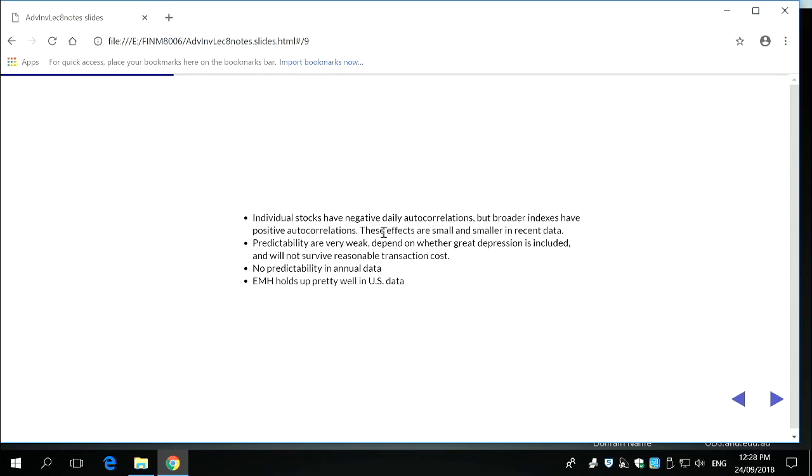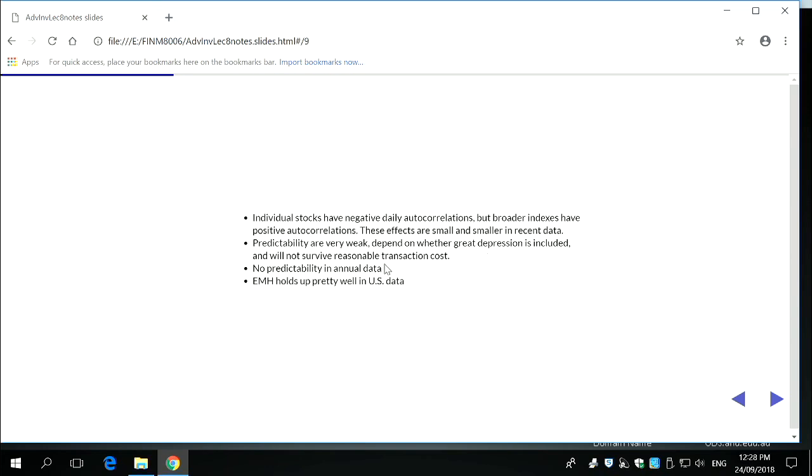All right, but these effects are really, really small, and even smaller in the recent data. Any of the predictability, if you find any, is really weak, and largely dependent on whether you include the period of the Great Depression or not. And in any case, they won't actually survive reasonable transaction costs.